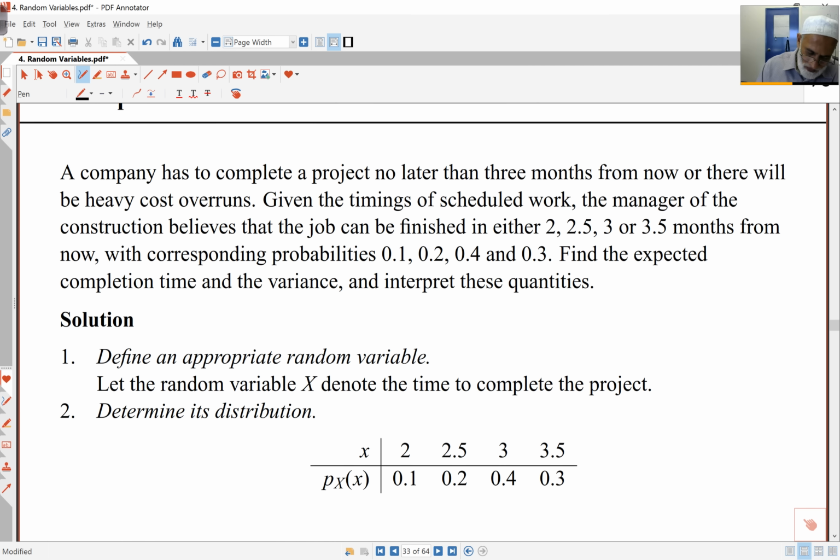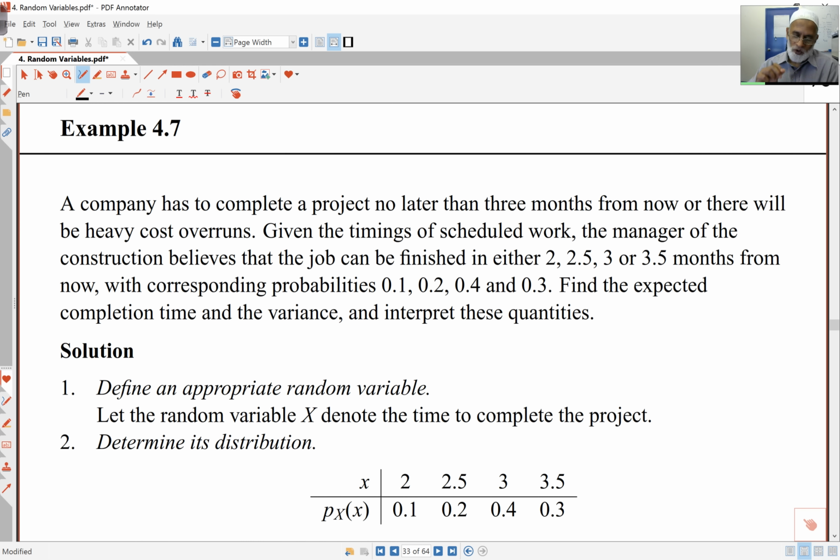Okay, let's take a look at an example. A company has to complete a project no later than 3 months from now, or there will be heavy cost overruns. So given the timings of scheduled work, the manager of the construction believes that the job can be finished in either 2.5, 3, or 3.5 months. They usually work in 2-week periods from now, with corresponding probabilities as given there.